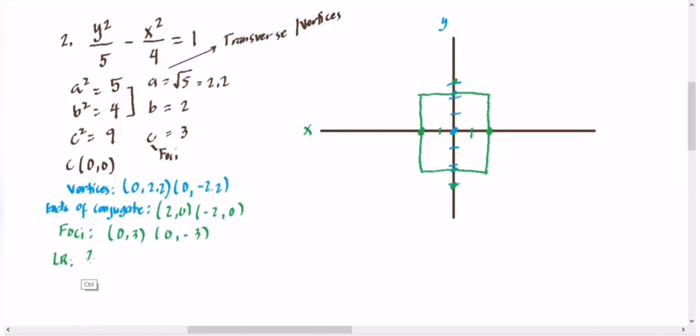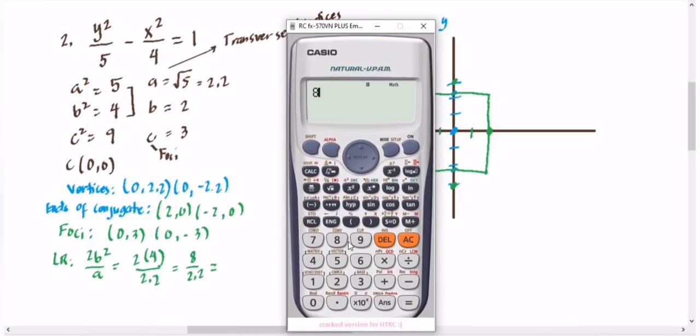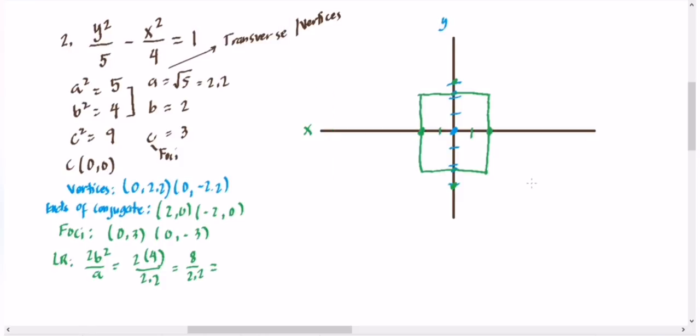So, LR natin, 2b squared over a. So, 2b squared ay 4. Ang a natin ay 2.2. So, calculate 2 times 4, that's 8 divided by 2.2. So, 8 divided by 2.2. That is equal to 3.6 na lang. Okay? So, kita tayo dito 3.6.